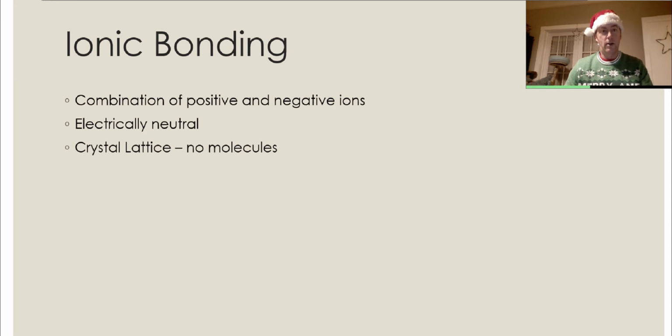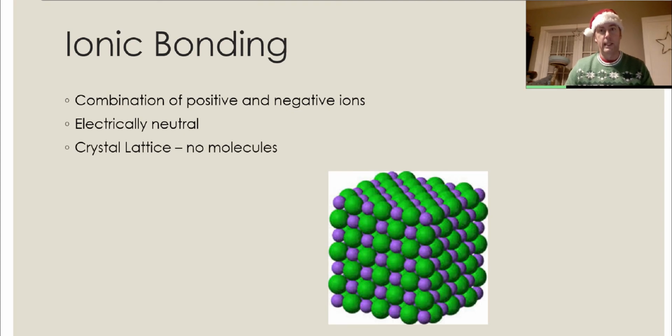Ionic compounds don't make molecules, they make a crystal lattice. This is a model for sodium chloride, and it just keeps growing. You can grow crystals, you might have heard of that before. We can keep adding parts onto this, and it would keep getting bigger and bigger.